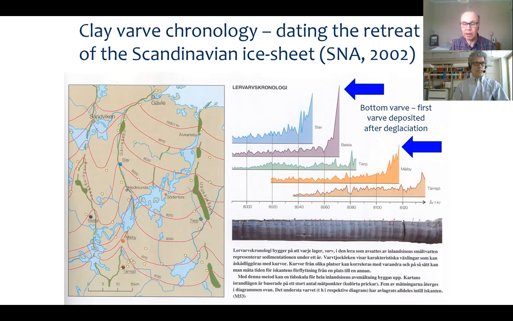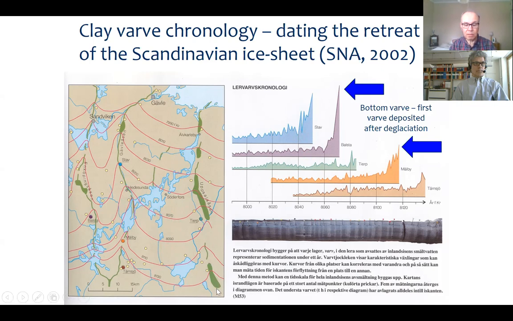And from these variations in varve thickness, you can try to match them with each other. And you need some imagination to do that, I think, but you might eventually end up with a chronology with several matching graphs here. And from that, you can make very detailed maps showing ice margin lines, which are the red lines here, for example.